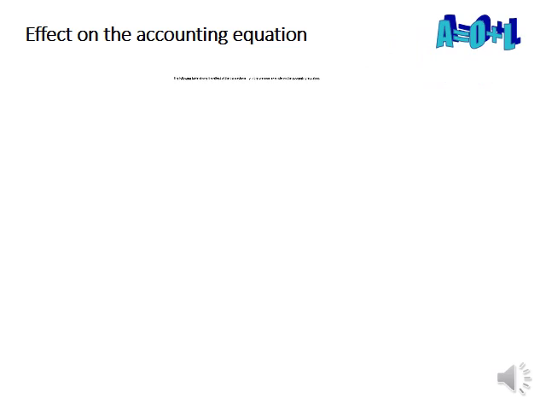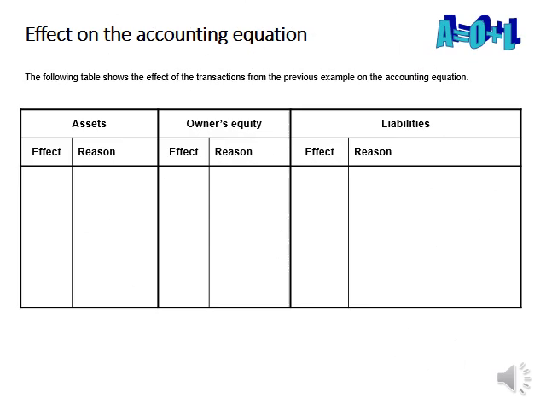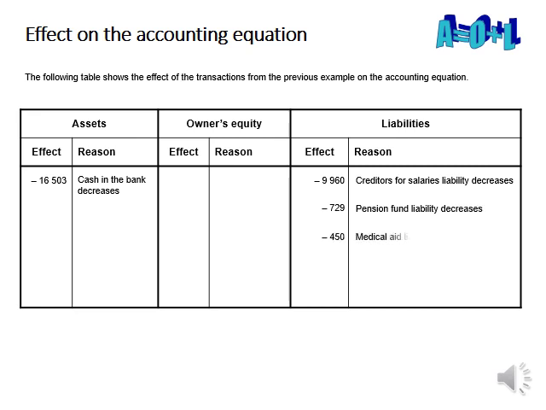What effect will these have on the accounting equation? We pay, which means our bank asset decreases. All of these are liabilities, and that means our liabilities are going to decrease with each one of these payments.